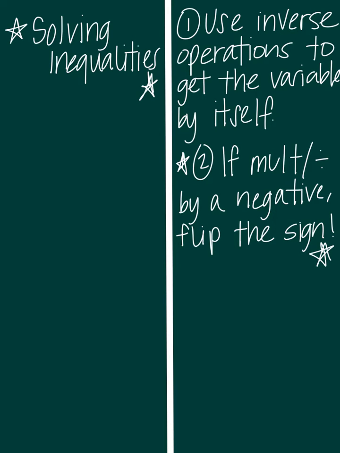So the first thing that we're going to focus on with today's lesson is how to solve inequalities. It's really the same concept that we use to solve equations. So the first step is to use inverse operations. So again, inverse operations would be like the opposite of adding is subtracting. The opposite of multiplying is dividing. So we use those inverse operations to get the variable by itself. So I put stars next to number 2 because this is really important. If the number that you multiply or divide by on both sides is negative, you flip the sign. I'll show you what I mean by that in just a minute.